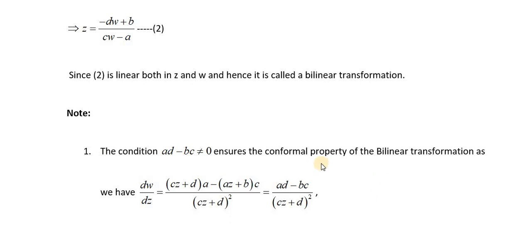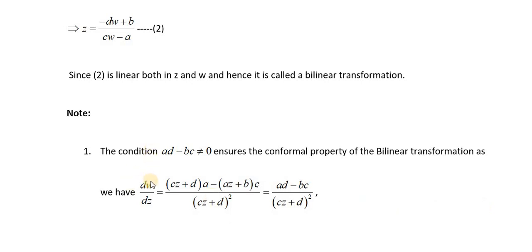In that properties, conformal transformation is one property. Observe the condition AD - BC ≠ 0 ensures the conformal property of the bilinear transformation. So whenever a bilinear transformation satisfies this condition, then the bilinear transformation is also a conformal transformation.